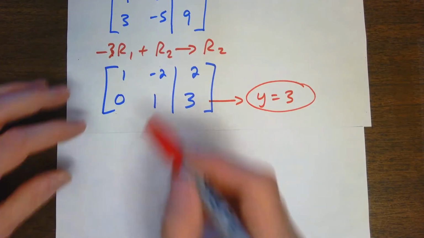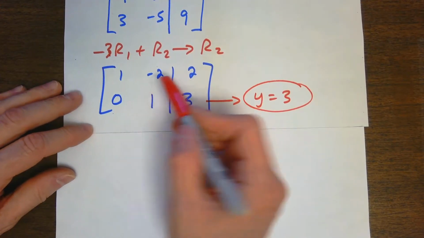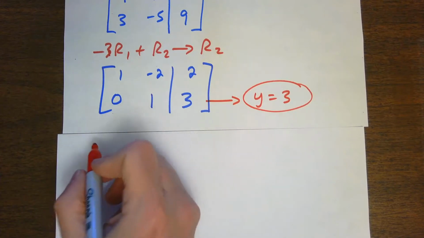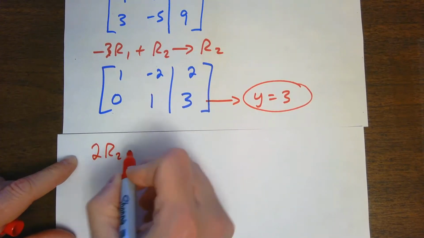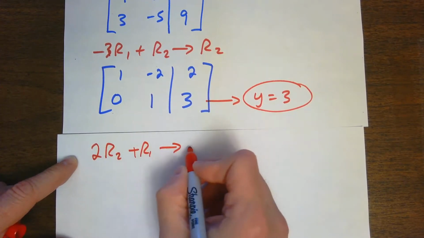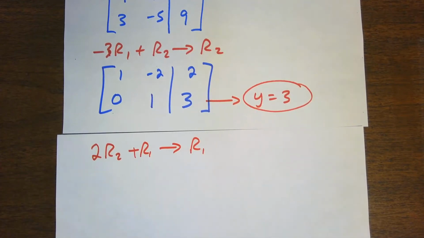I'm going to do one more operation to get rid of that -2. Here's what I'm going to do. I'm going to take 2 times row 2, add that to row 1, and put it in for row 1. All right, again, hit pause on the video and see if you can do it.